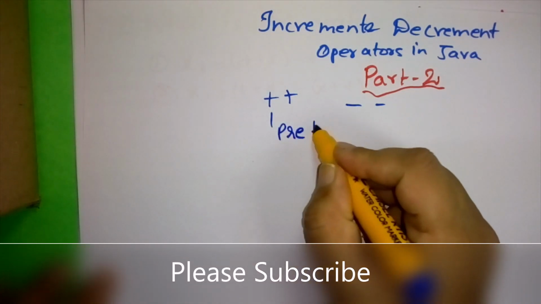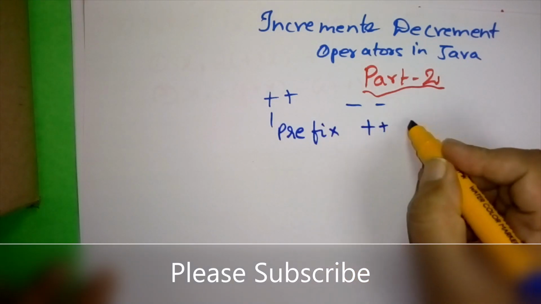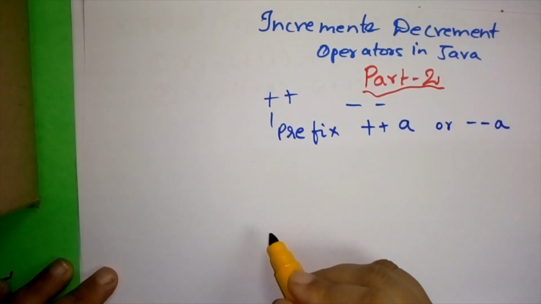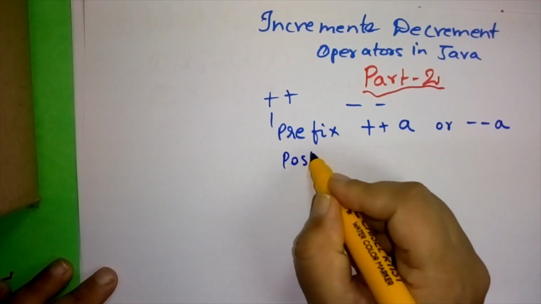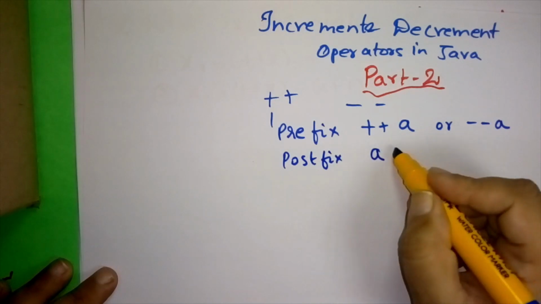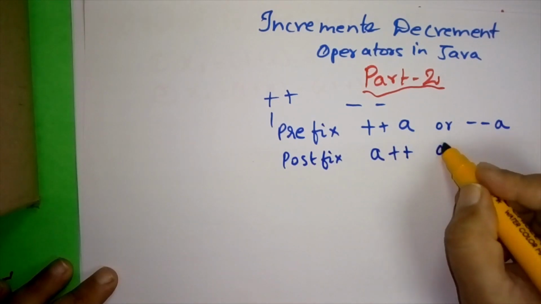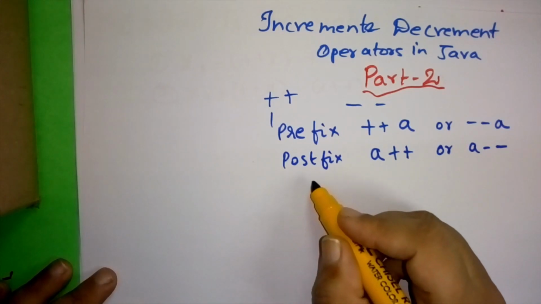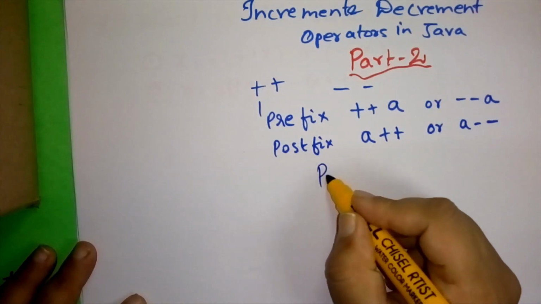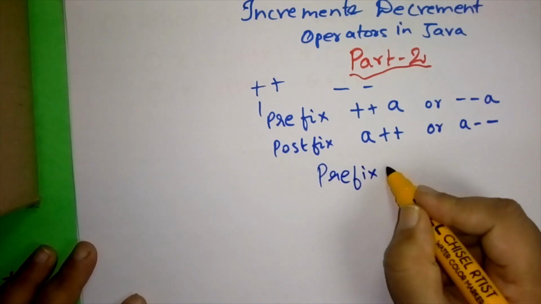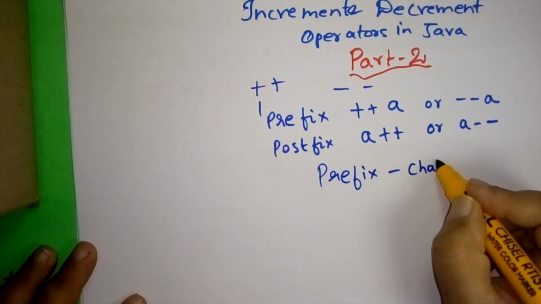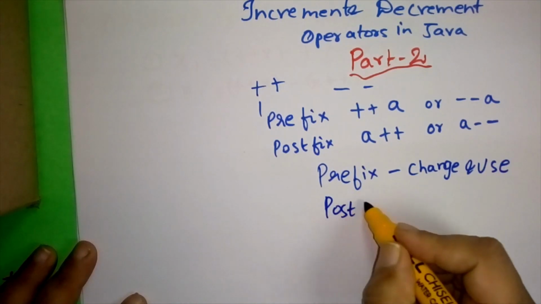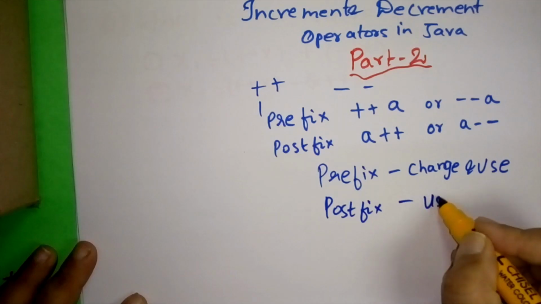One is called the prefix, where you put this operator before the operand. It can be the increment or the decrement. And the postfix, post means afterwards, so after the operand we put the operator. So this is going to be a plus plus or a minus minus. I also told you about the paradigm. Prefix means you have to first change the value and then use, and postfix means you have to use and change.